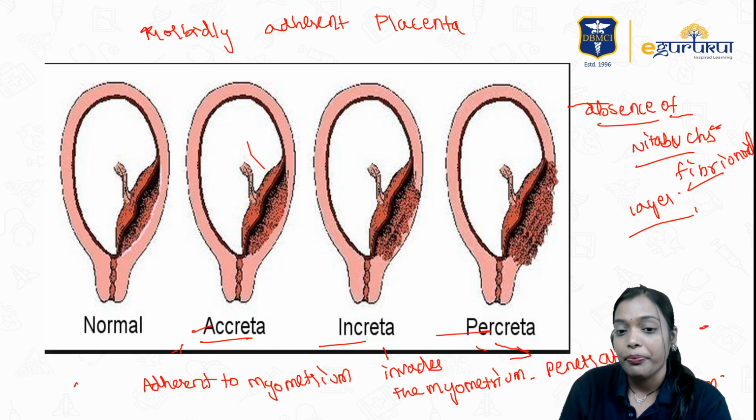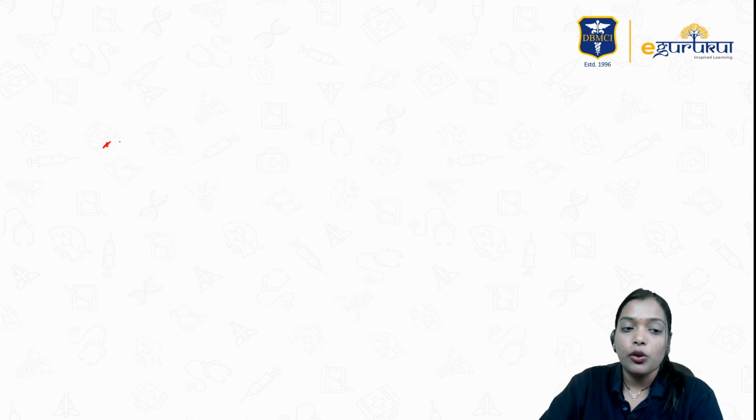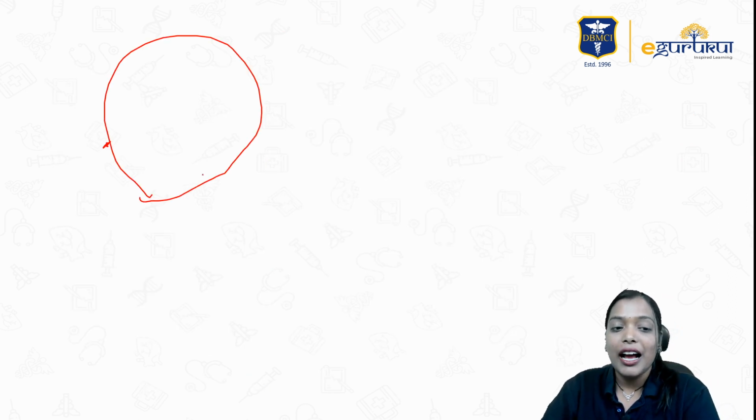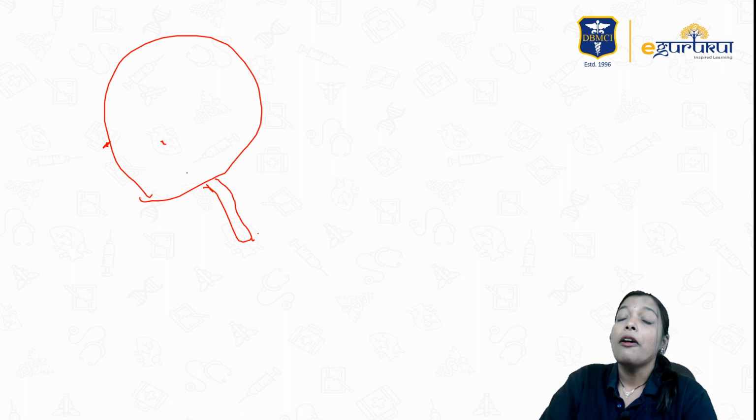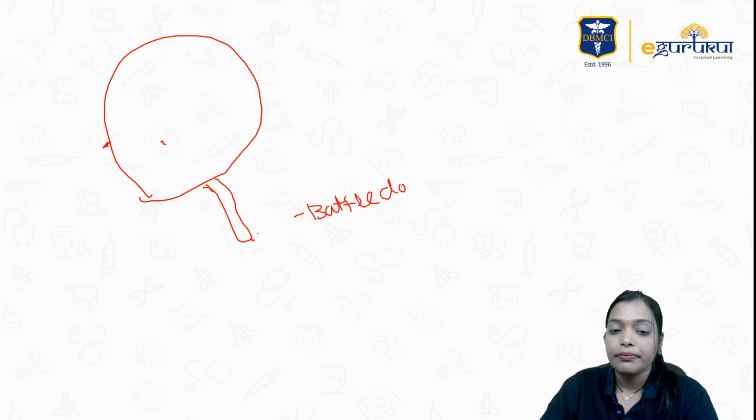And you also have one more, the battledore placenta. When the cord is attached to the margin of the placenta instead of the center of the placenta, you call it battledore placenta.